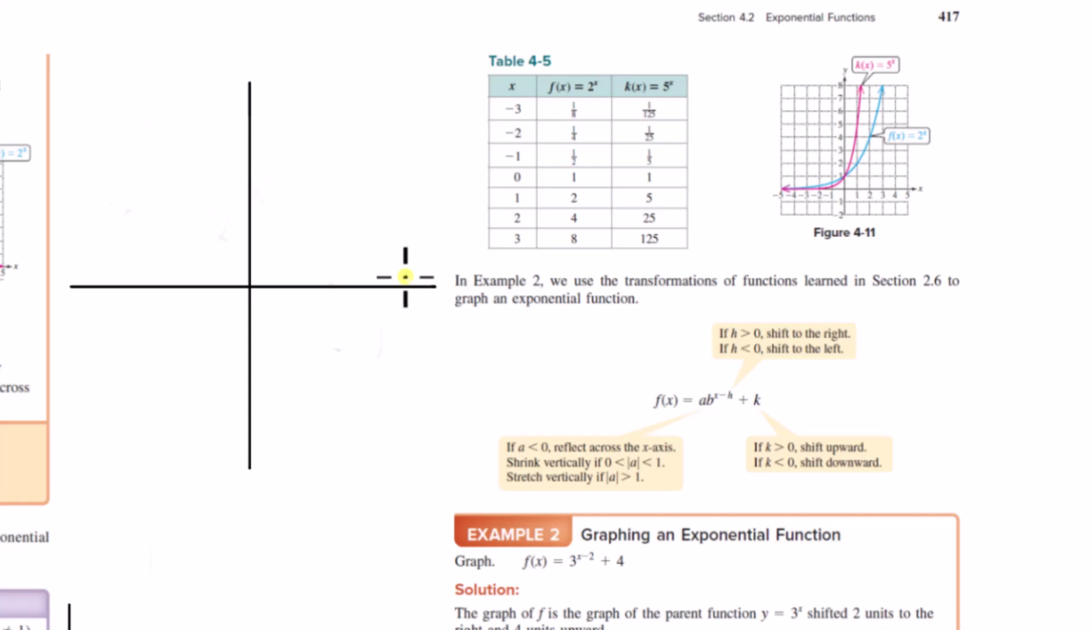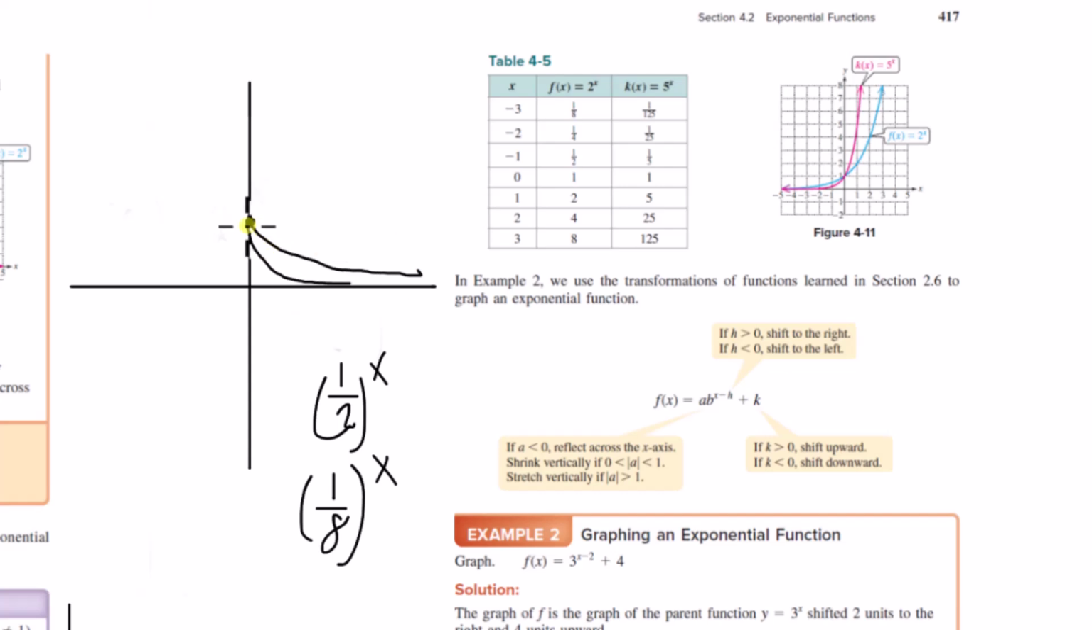So if you had 1/2 to the x and 1/8 to the x, then they both cross the y-axis at y is equal to 1, but then 1/2 to the x is going to do something like this. 1/8 to the x is going to do something like this. And then similarly, 1/8 to the x is going to balloon in the negative direction faster than 1/2 to the x.